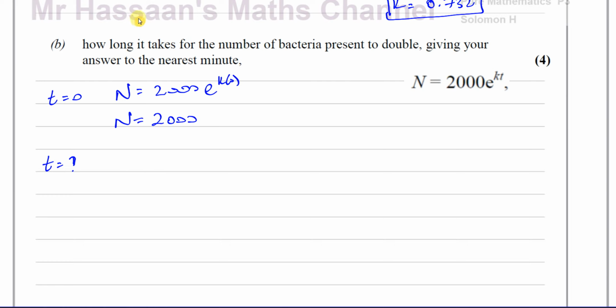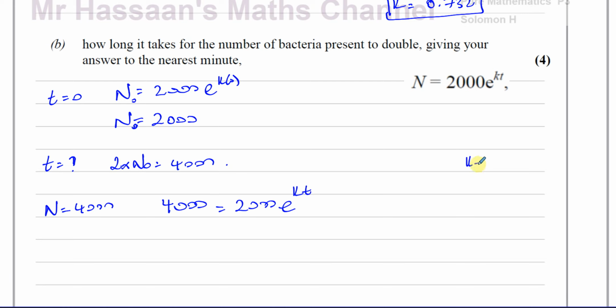We've got to find what the time is when you have 2 times this value. You can call this n0, the amount in the beginning. So 2 times the initial amount is going to be 4000, so we replace n with 4000 in this formula. We have 4000 equals 2000 times e to the power of kt. We know k is 1/3 of ln 9, a constant we already found in the first part. So the only unknown here is t, which we have to find.